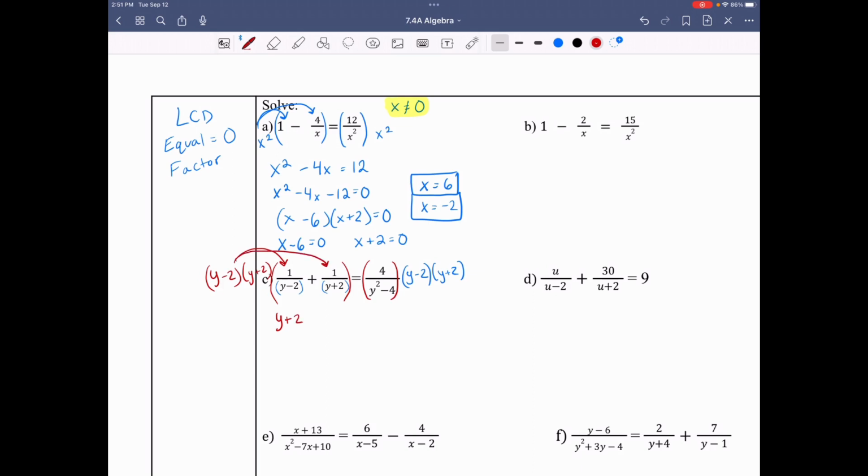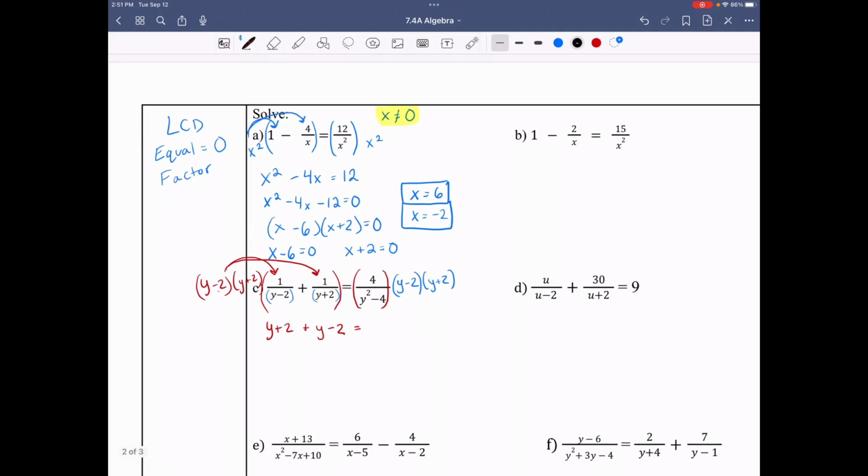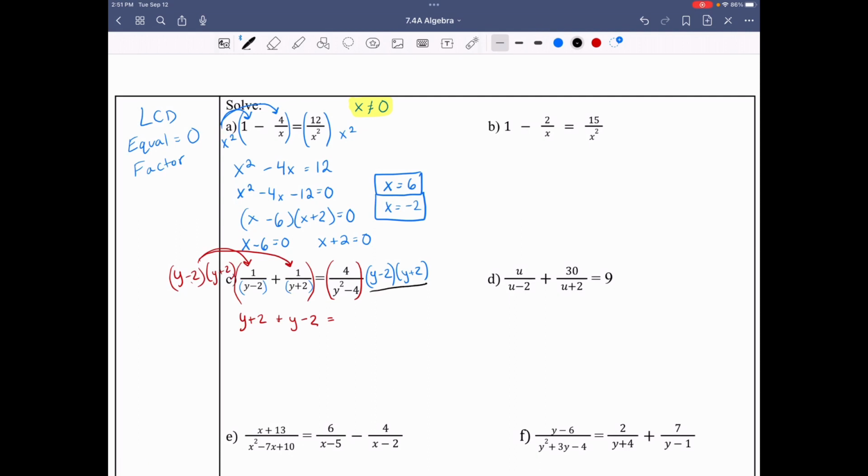We multiply this one, 1 times y minus 2 times y plus 2 is y minus 2, y plus 2. The y plus 2's cancel, and so we just have plus y minus 2. And in the second half, when we multiply all of this times 4, all of that cancels with the denominator, so we are just left with 4. And then we forgot to talk about what the denominator can't equal, but we'll talk about that in a minute. So y plus y is 2y, and 2 minus 2 is 0, equals 4. Divide by 2, y equals 2.